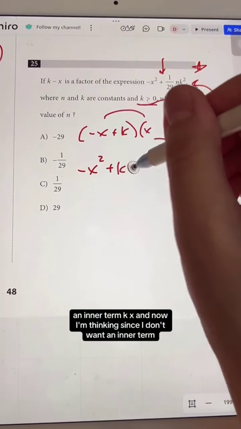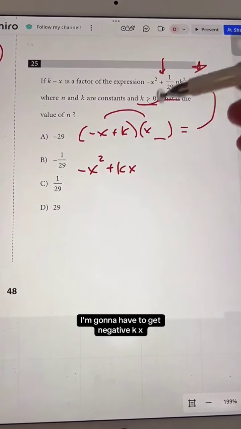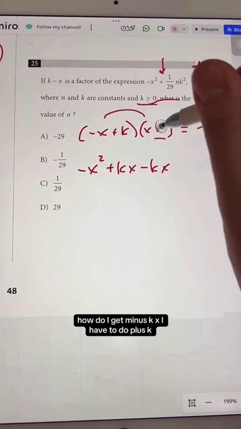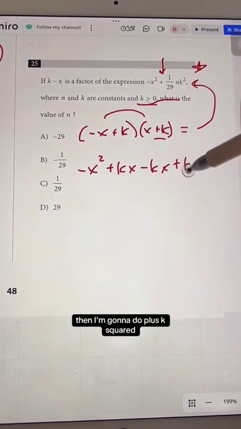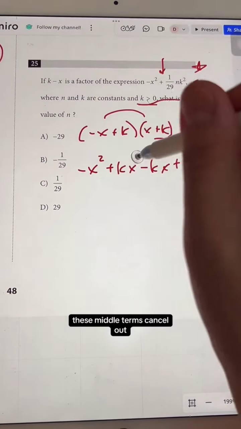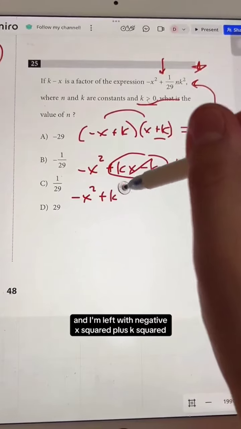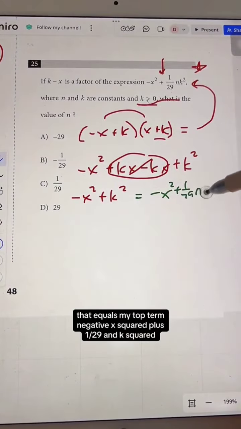An inner term, kx. And now I'm thinking, since I don't want an inner term, I'm going to have to get negative kx. How do I get minus kx? I have to do plus k, because k times negative x is minus kx. Then I'm going to do plus k squared. These middle terms cancel out, and I'm left with negative x squared plus k squared. What does that equal? Well, that equals my top term, negative x squared plus 1/29th nk squared.